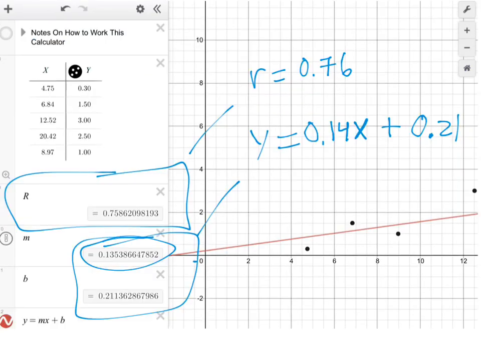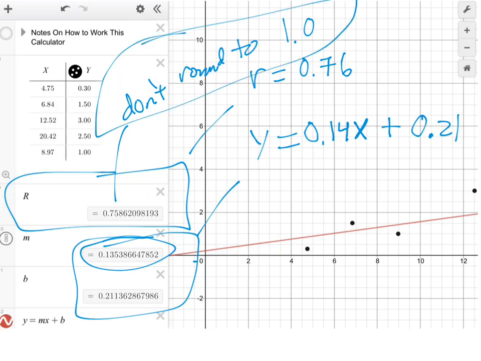There's one small thing on the correlation coefficient before you do all your problems: don't round to 1.0. If your correlation coefficient is 0.99999, leave it as 0.99, because a correlation coefficient of 1 means something very special, which we'll talk about in our next lesson. If you don't use the online calculator, you can use a graphing calculator.